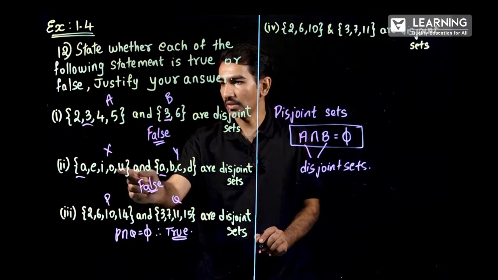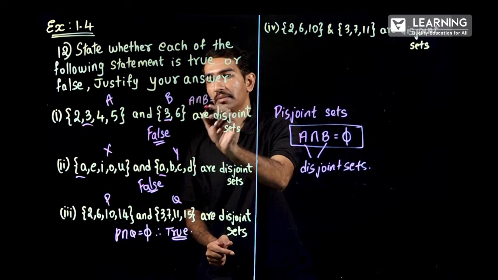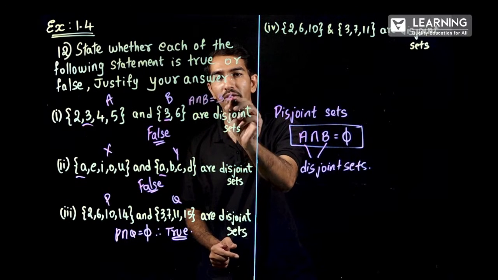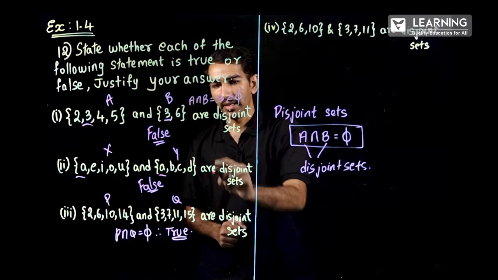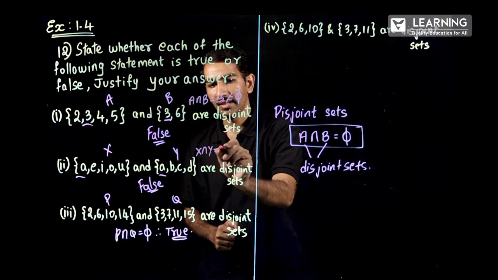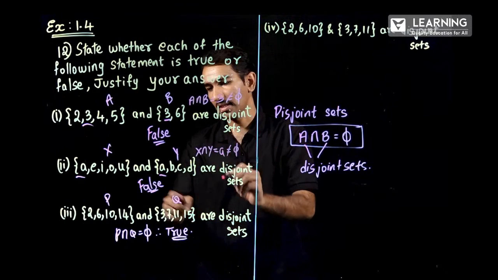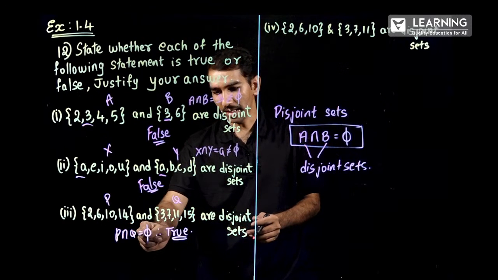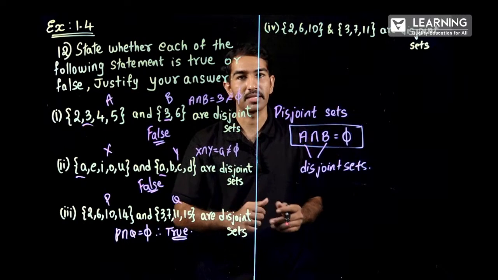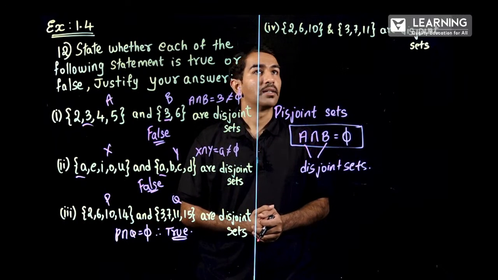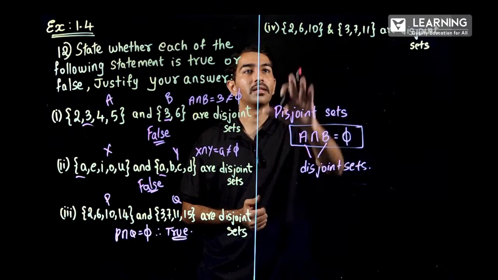So what can we write here, students, then? A intersection B, what is common here? A intersection B we can write 3, which is not equal to empty set. That is why it is false. Here also, X intersection Y is equal to A, which is not equal to empty set. That is why it is false. P intersection Q is equal to empty set, therefore it is true, which means P and Q are disjoint sets. Understood? Going on to the very last sub question, 2, 6, 10, 3, 7, 11.